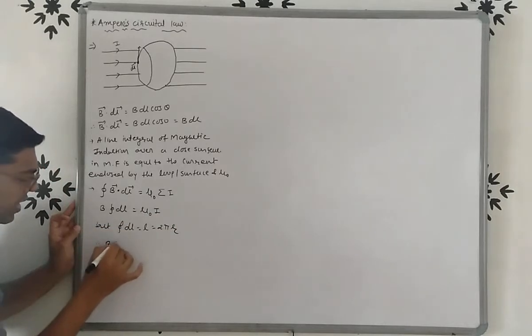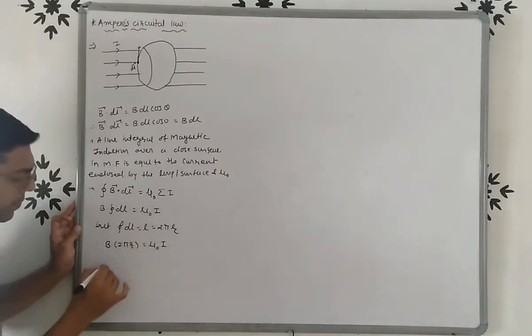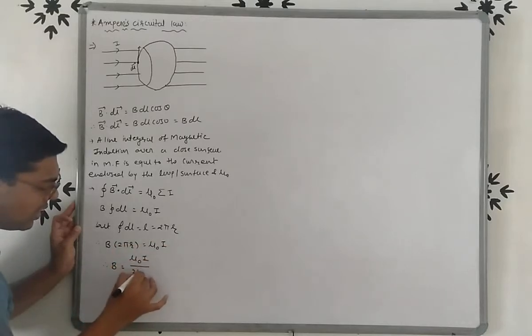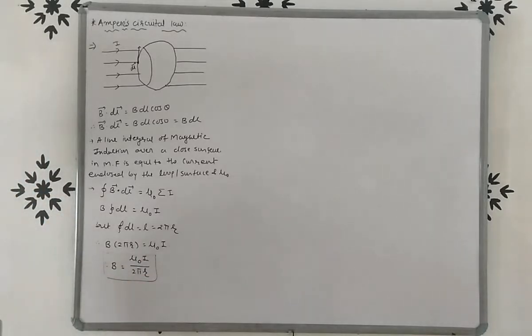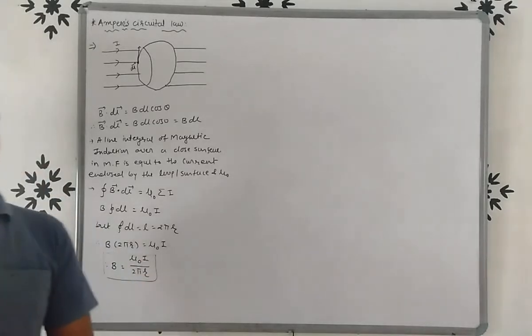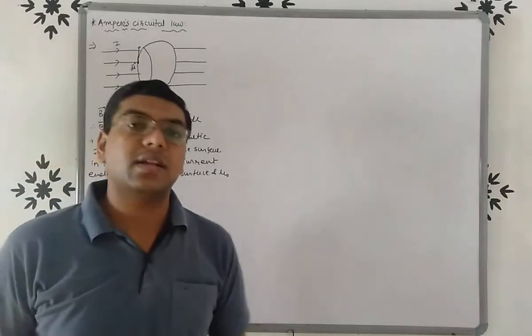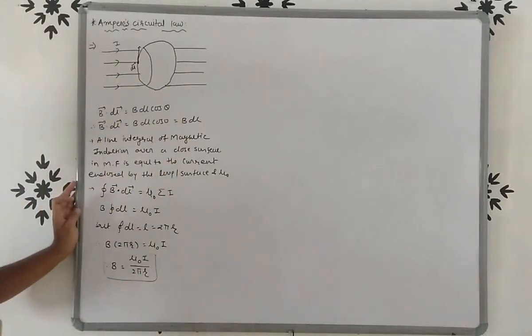So B into 2 pi r is equal to mu 0 I. If we solve for B, then B is equal to mu 0 I upon 2 pi r. Right? So friends, you have to remember this equation of magnetic field for Ampere circuital law: B is equal to mu 0 I upon 2 pi r.